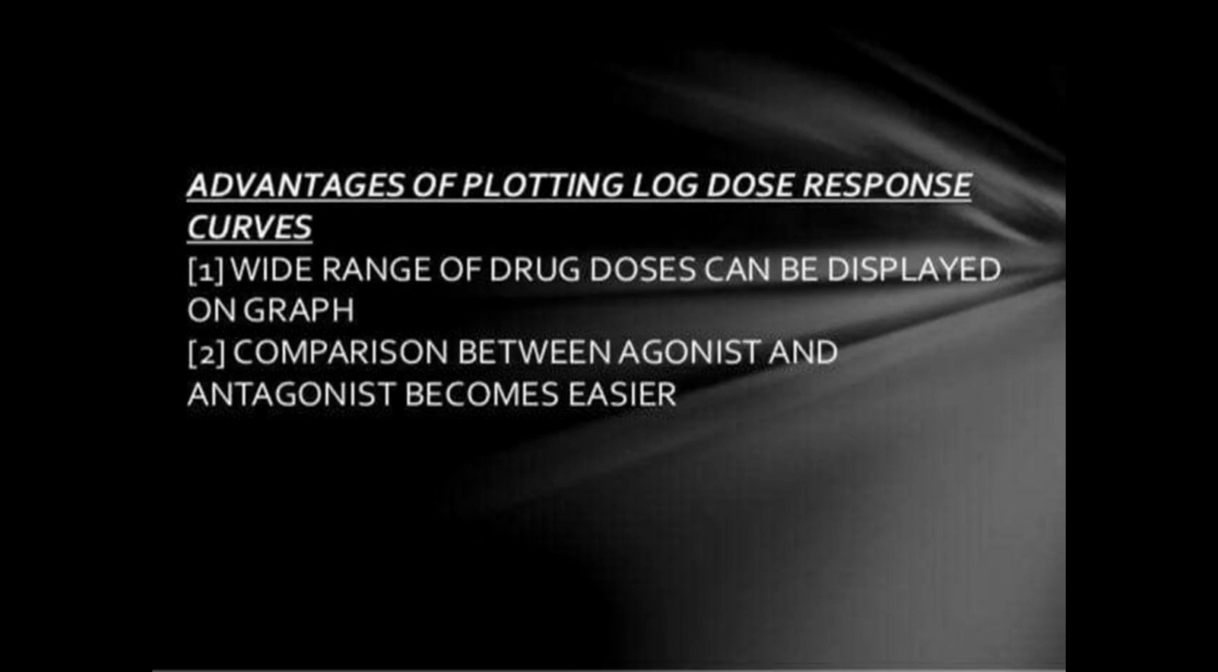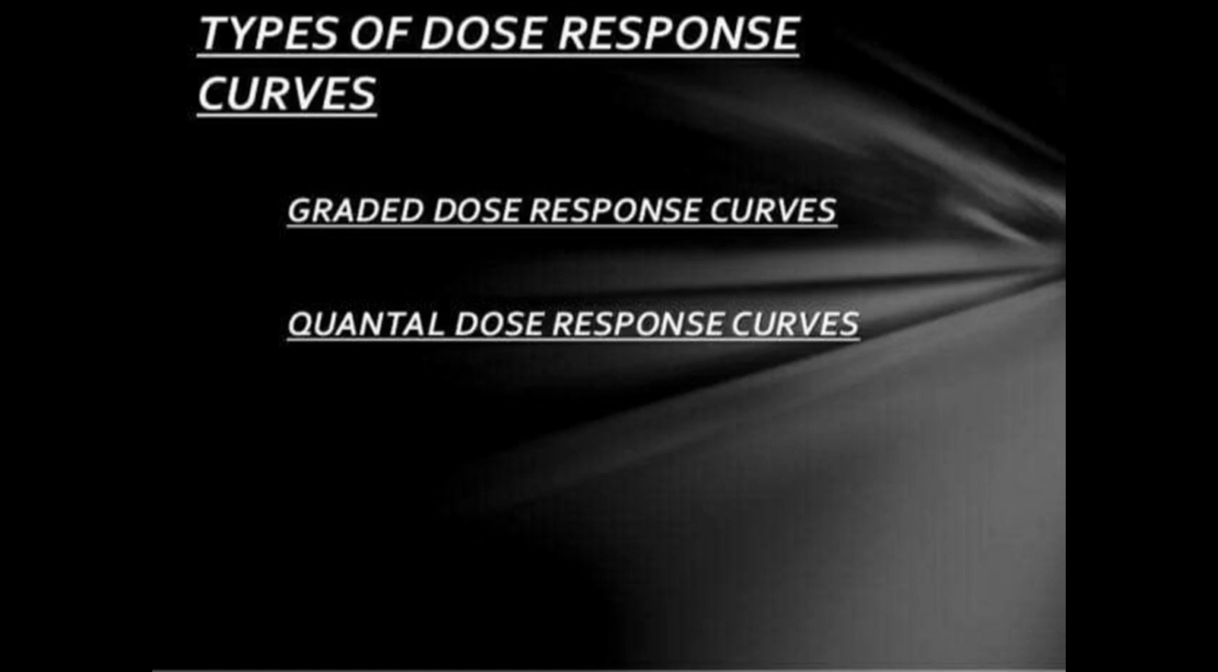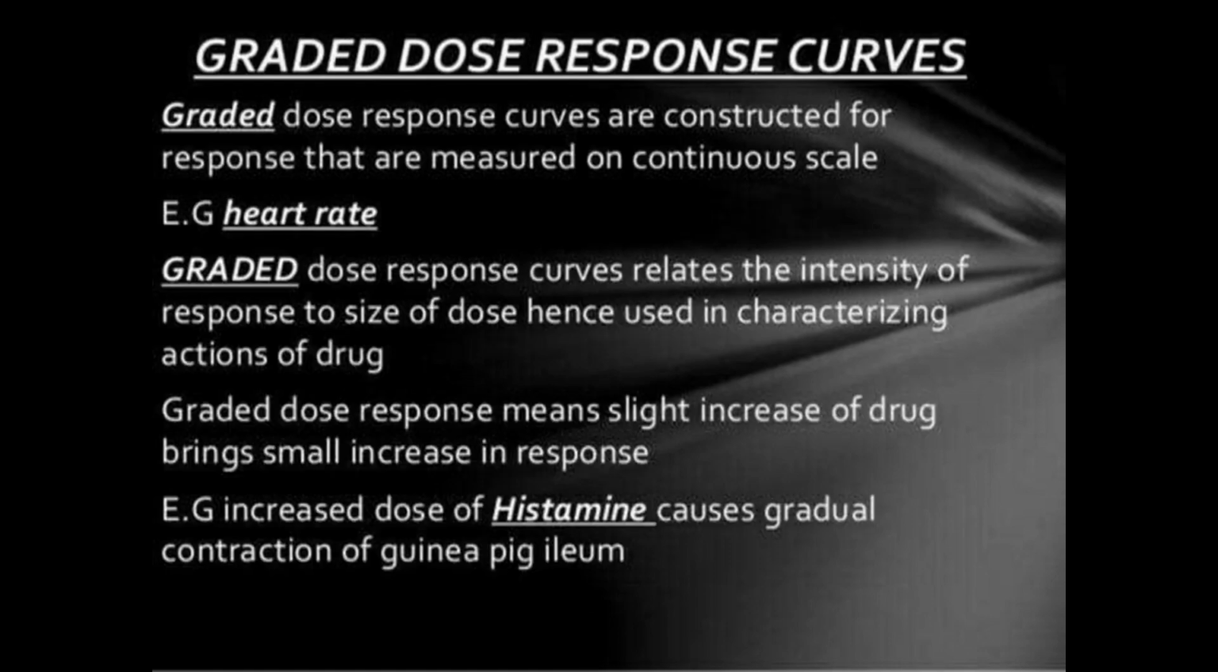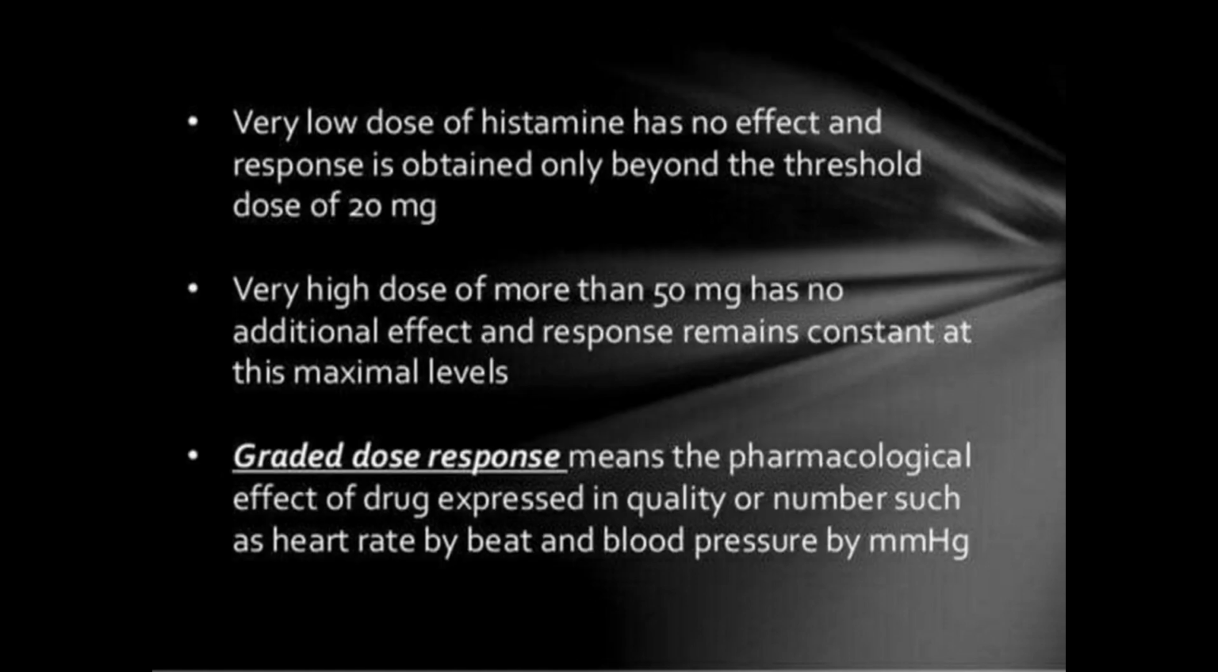There are two types of curves, graded and quantile. Graded curves show how the response increases with the dose, while quantile curves deal with all or none responses, like whether a drug successfully prevents seizures or not.